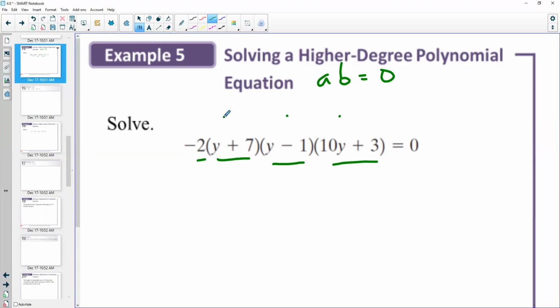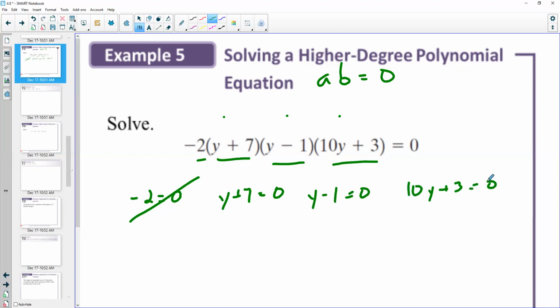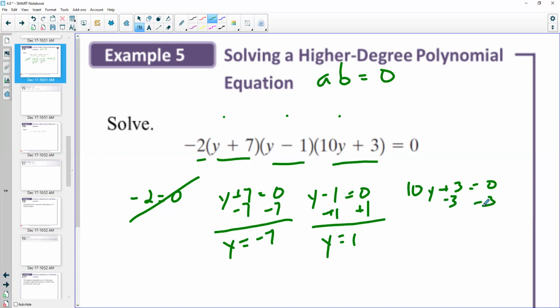So I'm going to take each one apart. Negative 2 equals 0. Well, right off the bat, I know that's not right. I can ignore that. y plus 7 equals 0. y minus 1 equals 0. 10y plus 3 equals 0. This is way better than it could have been, right? Minus 7. So the first one, I get y equals negative 7. Next one, I get y equals 1. And for the last one, I get 10y equals negative 3, divided by 10, y equals negative 3/10. Happy days. Look, that could have been so much worse, right?